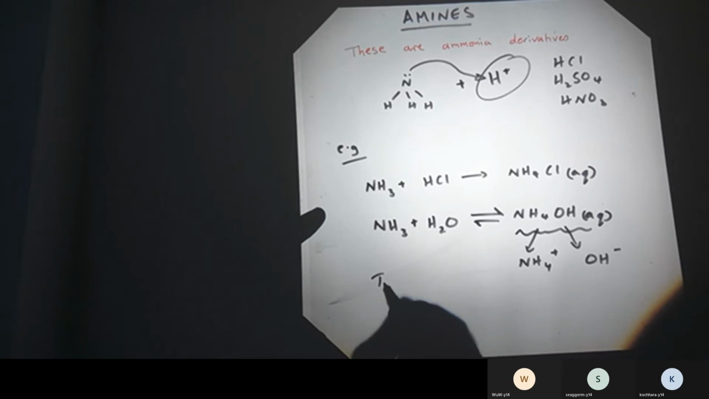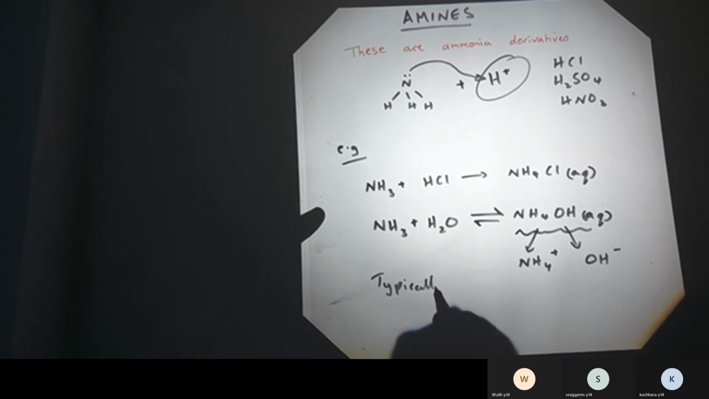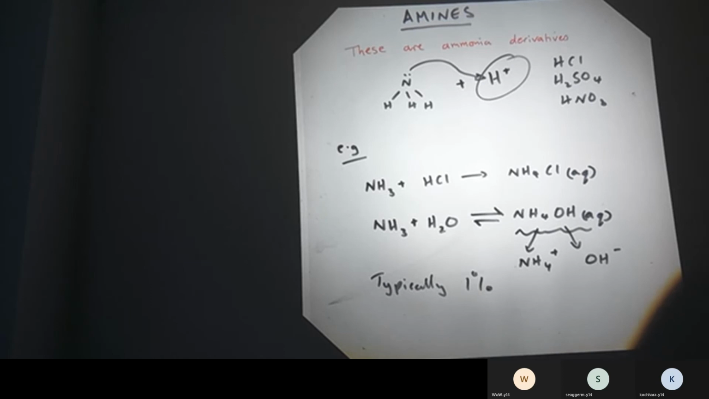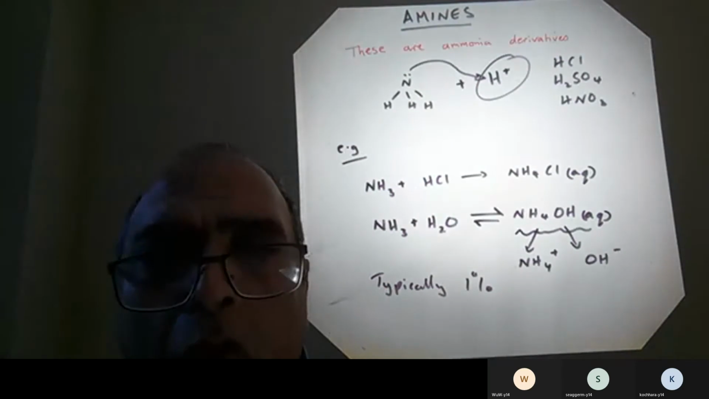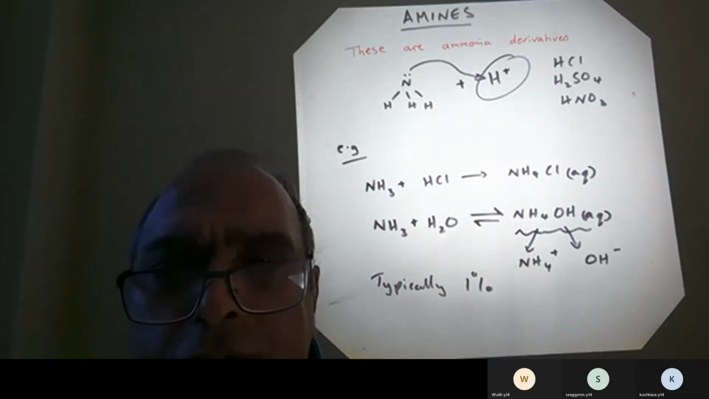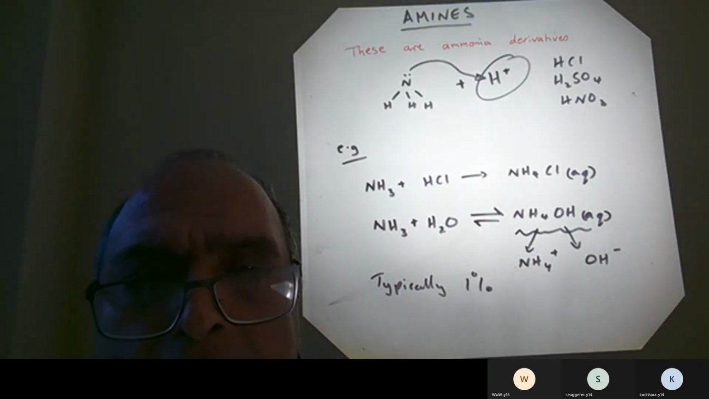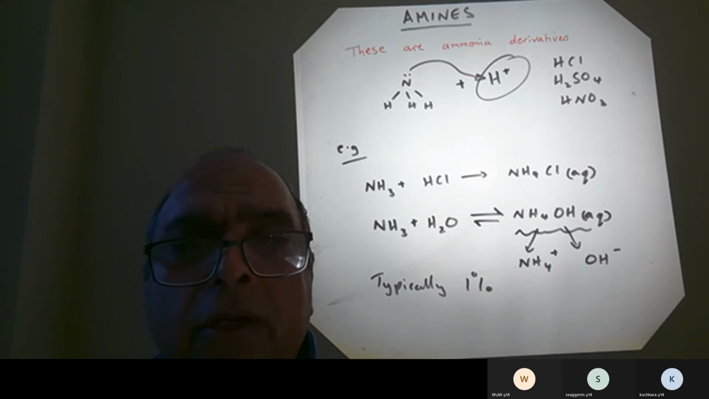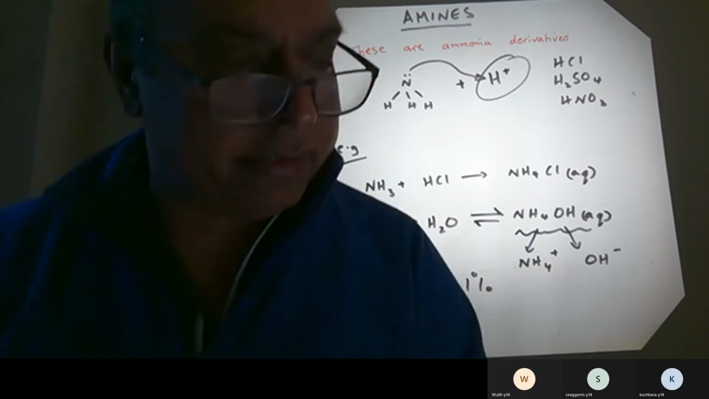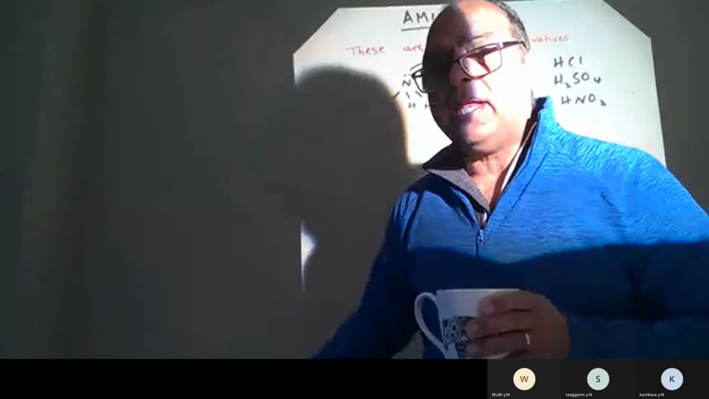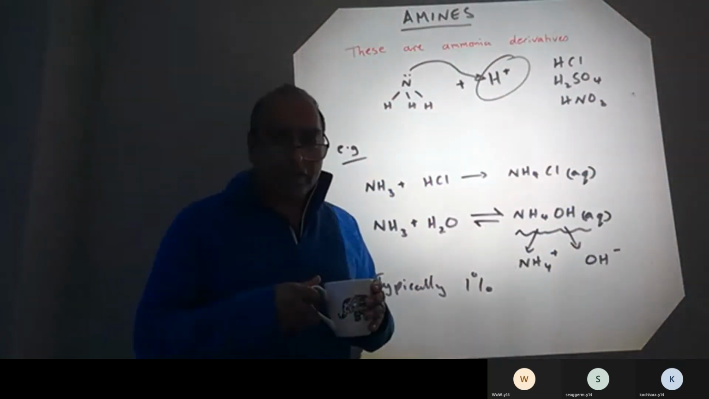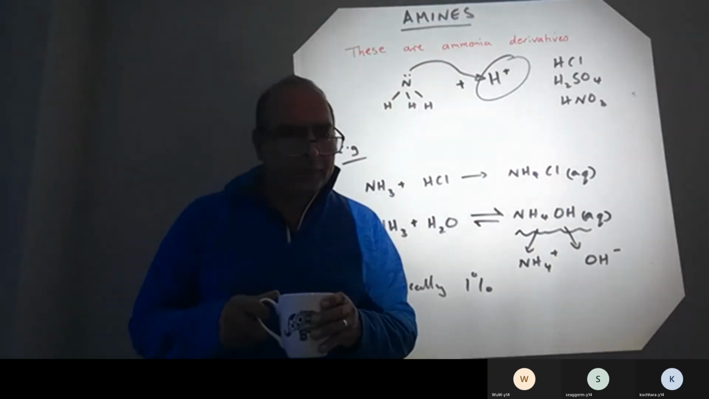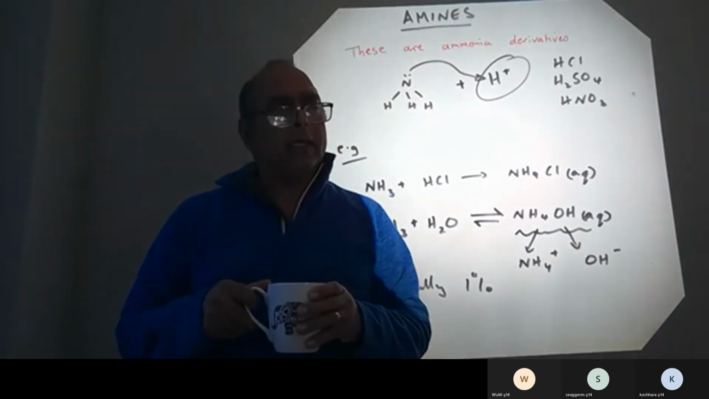And typically 1%. So typically 1% of these ammonia molecules, when you dissolve them, will make these ammonium ions and hydroxide ions. So what about the remaining 99%? Well, the remaining 99% will stay as the molecule. The remaining 99% will stay as an ammonia molecule.